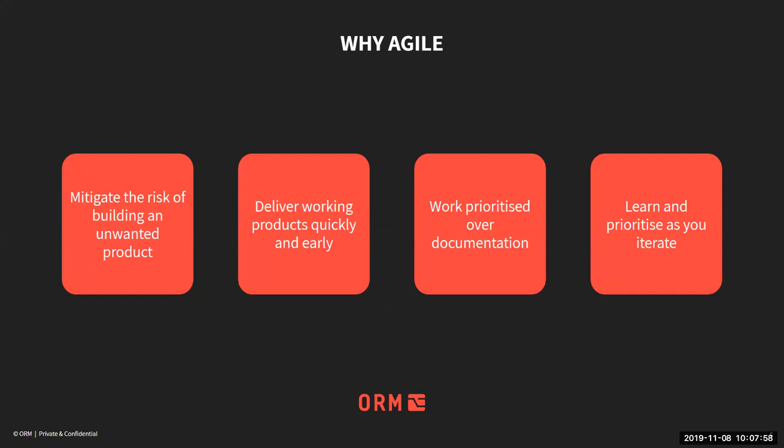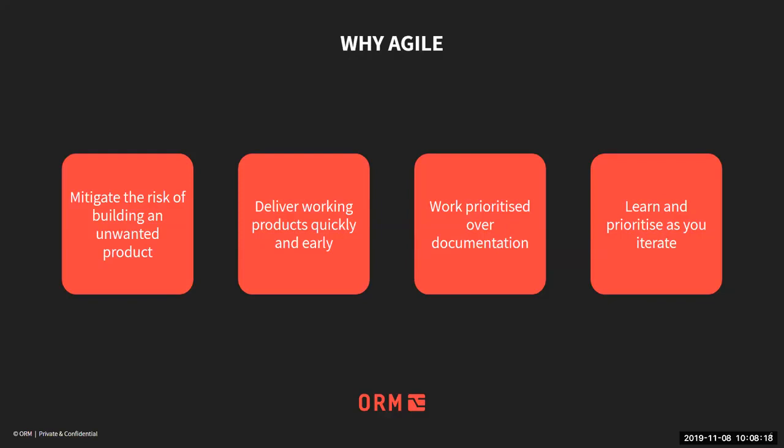In Agile, another really important thing is that we prioritize working software over documentation or anything else, really. We want people to spend the time building things, not spending their time writing down what they might build in the future. And we want people to learn and prioritize as we iterate and as we produce software that comes out of each sprint.